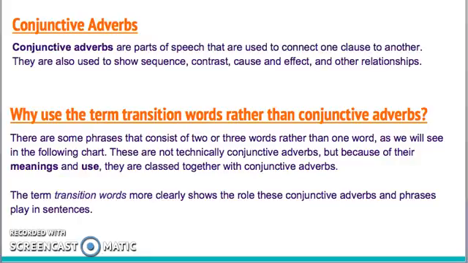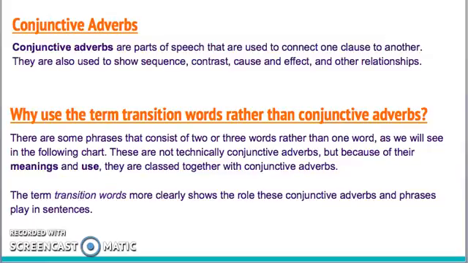So, conjunctive adverbs. Conjunctive adverbs are parts of speech that are used to connect one clause to another. They are also used to show sequence, contrast, cause and effect, and other relationships, which sounds just like transition words. So why use the term transition words rather than conjunctive adverbs? There are some phrases that consist of 2 to 3 words rather than just one word, as we will see in the following chart that I show you.